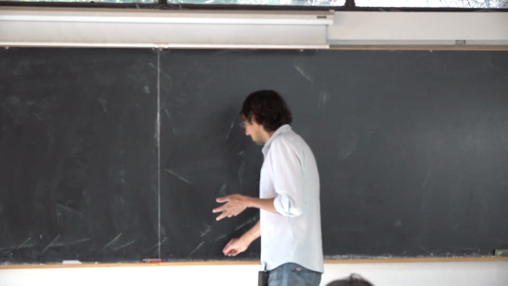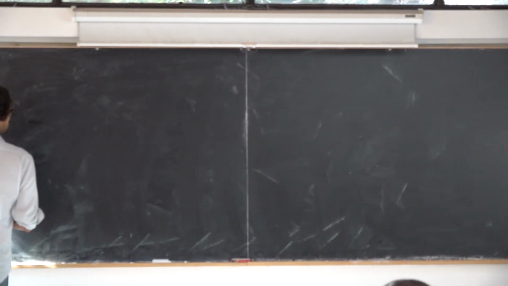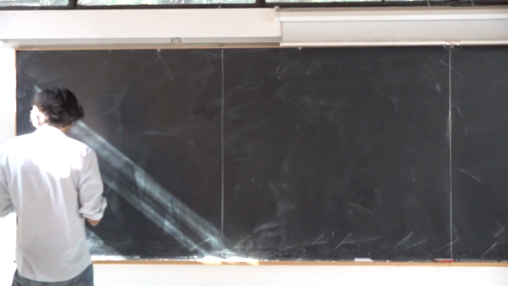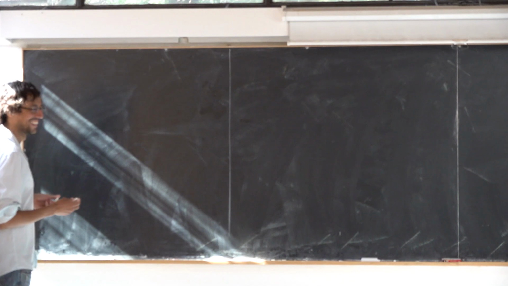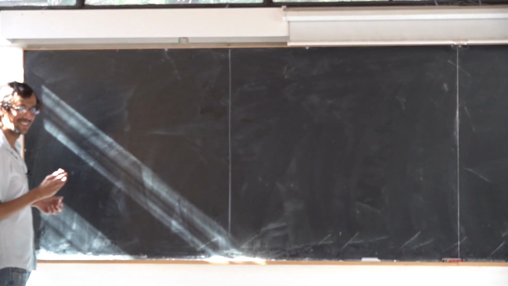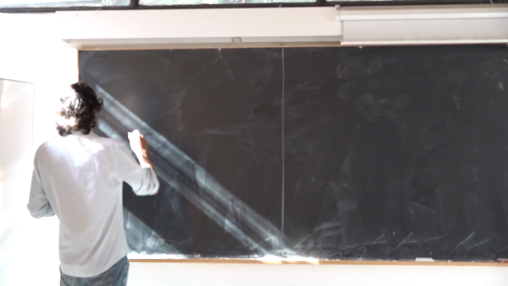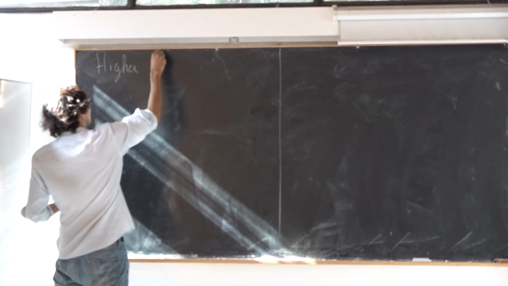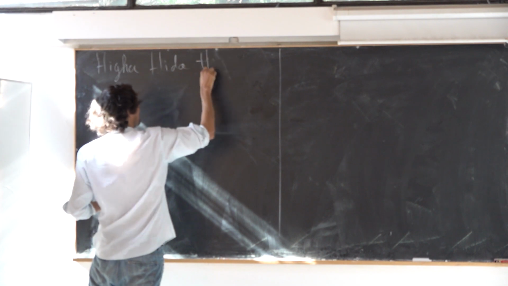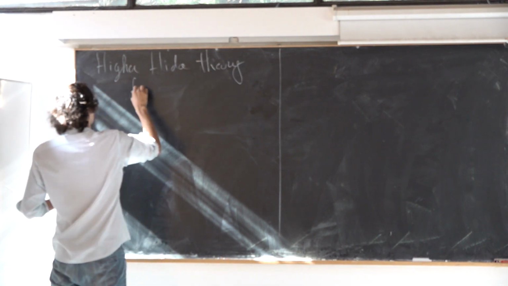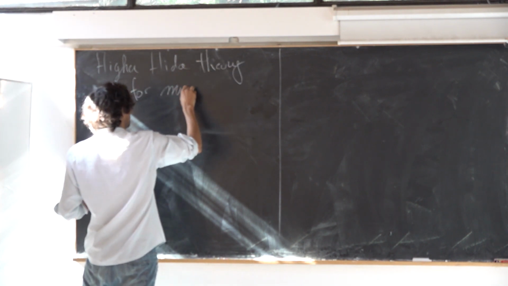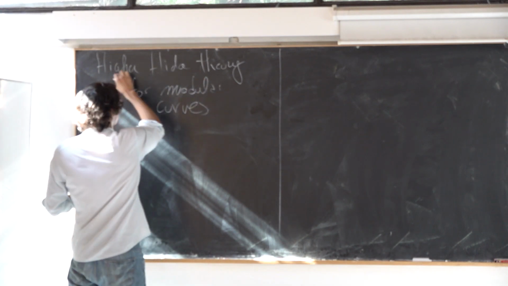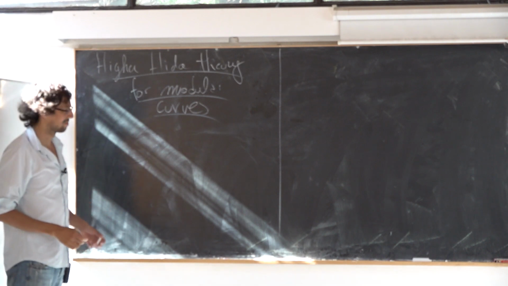So the goal of always is. It's different. Tomorrow you need to give a talk, so you need to practice a bit. This is Heidegger. Hida theory for modular curves. So that is more or less the title of the paper.